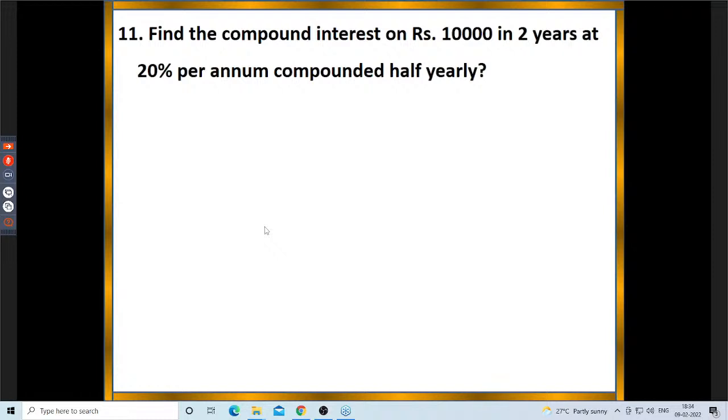10,000 rupees. Find the compound interest on 10,000 rupees in 2 years at 20% per annum, compounded half yearly.